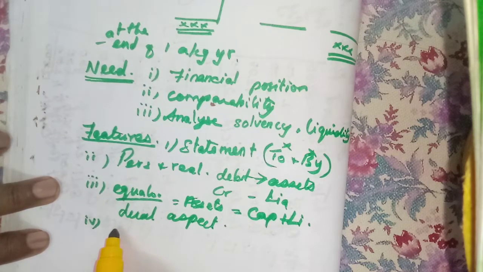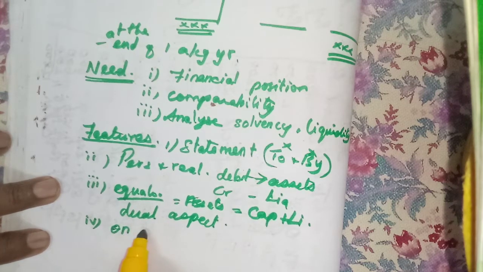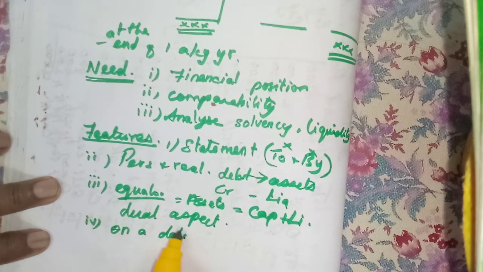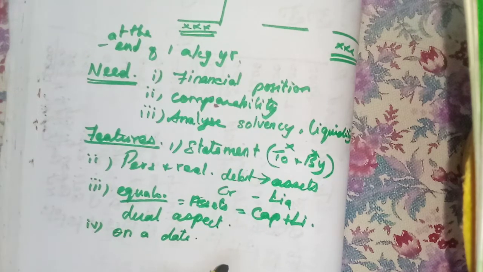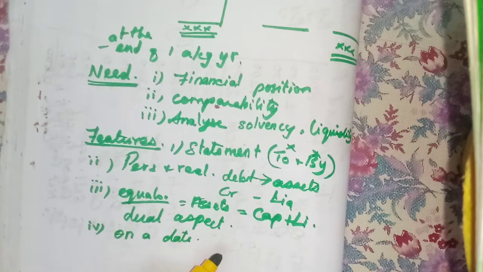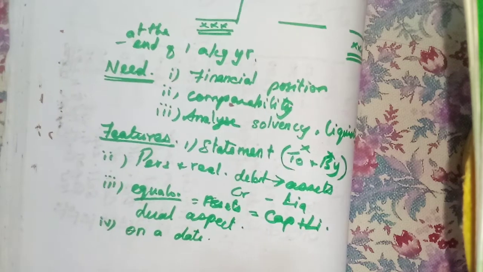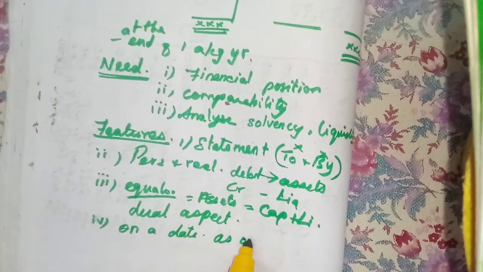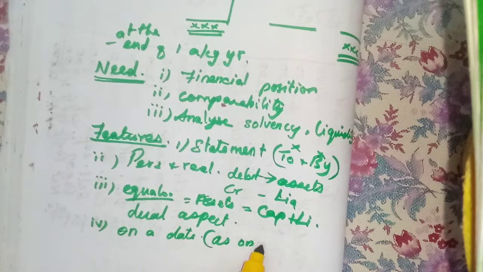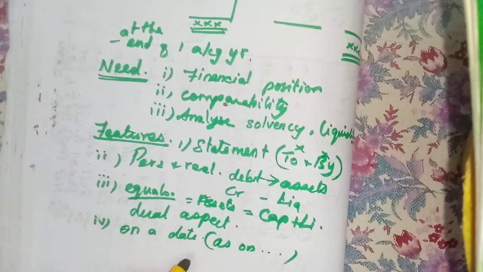Okay, and it is prepared not for the accounting period but at the end, on a particular date. On a date, we prepare at the end of the accounting year. As on 31st March 2018, we will write; for the year ending, we will not write. It will start as the balance sheet as on one date. So it is prepared on a particular date.